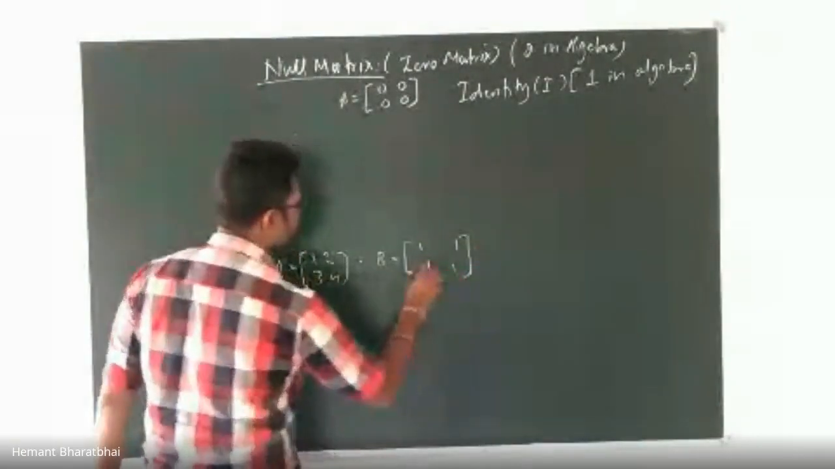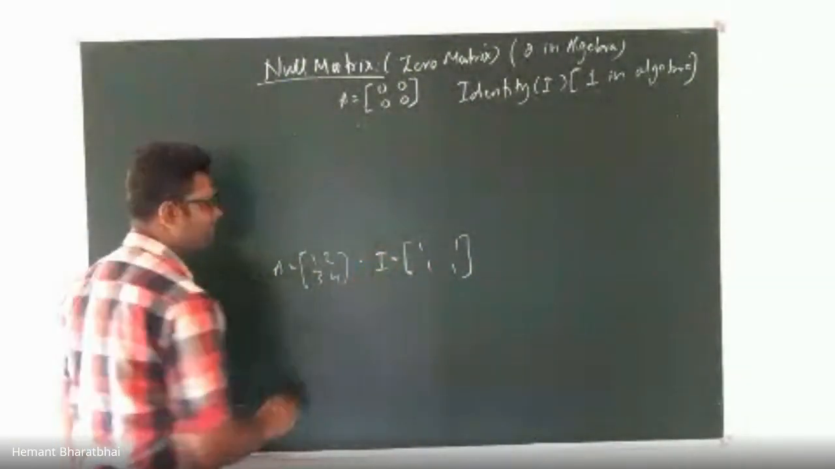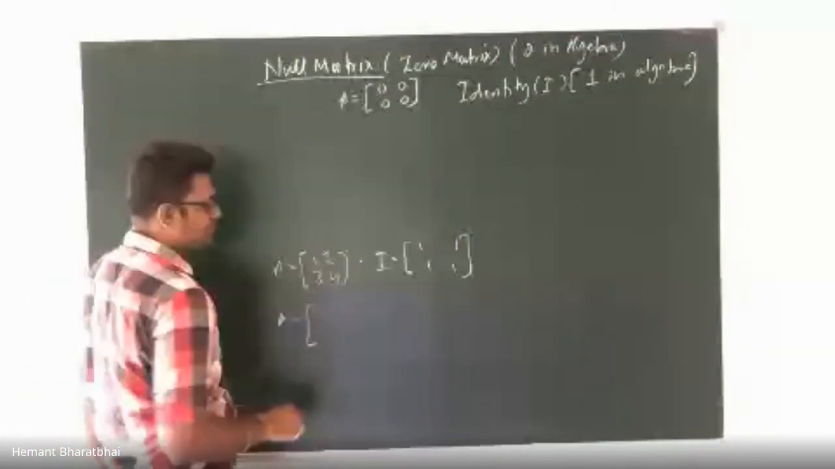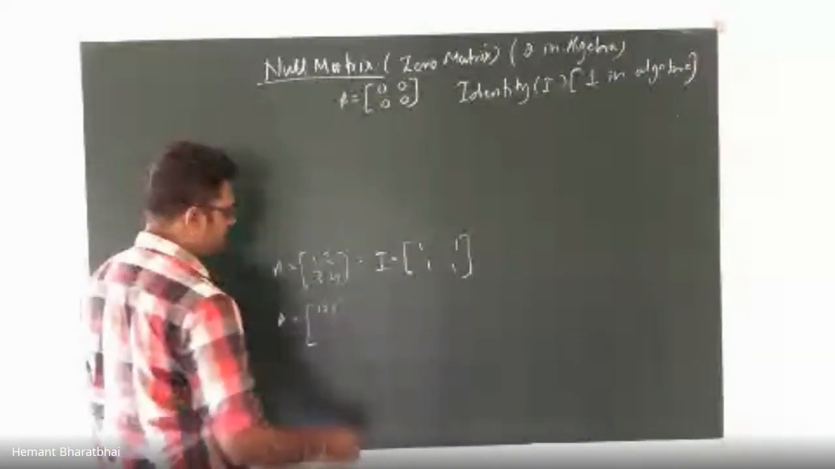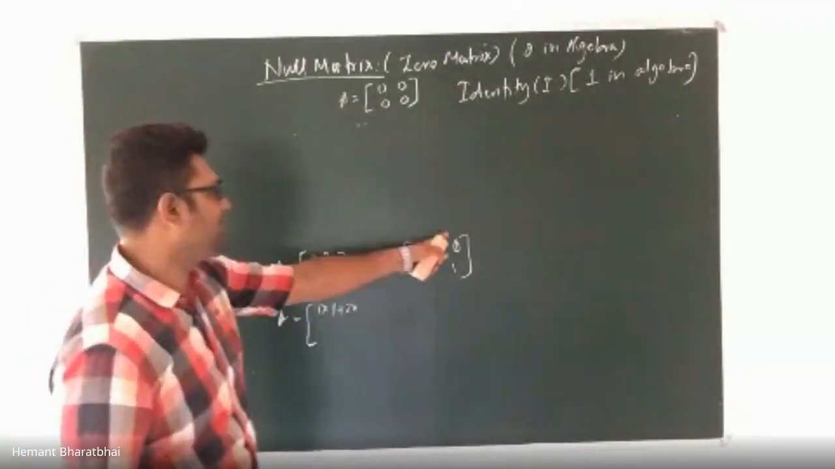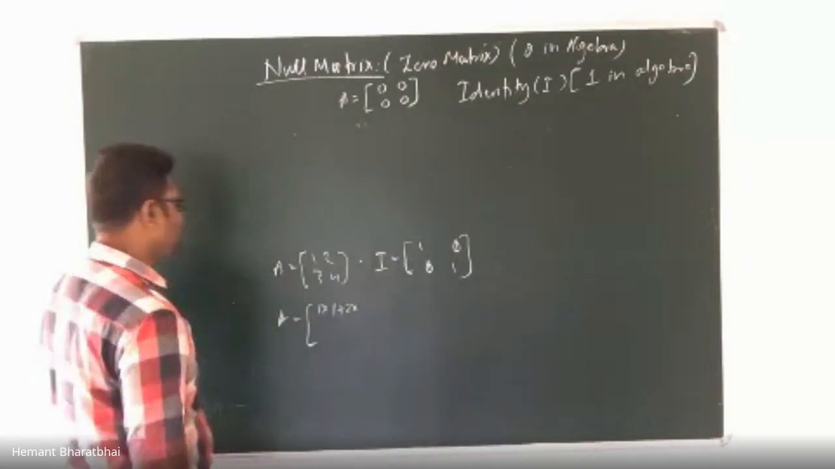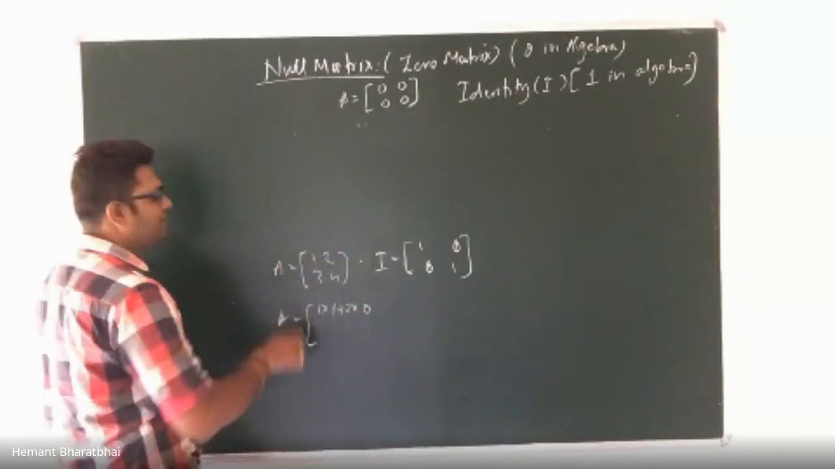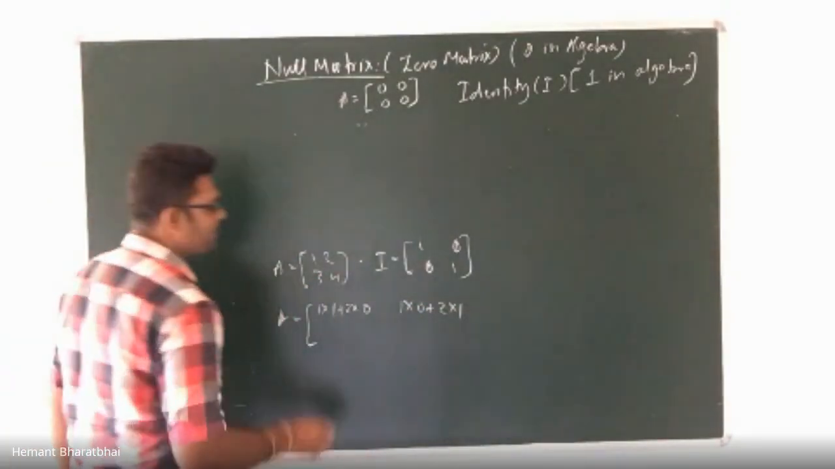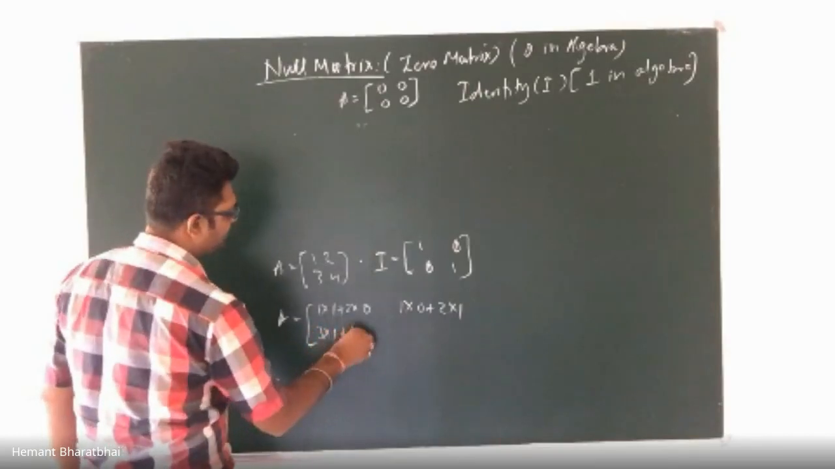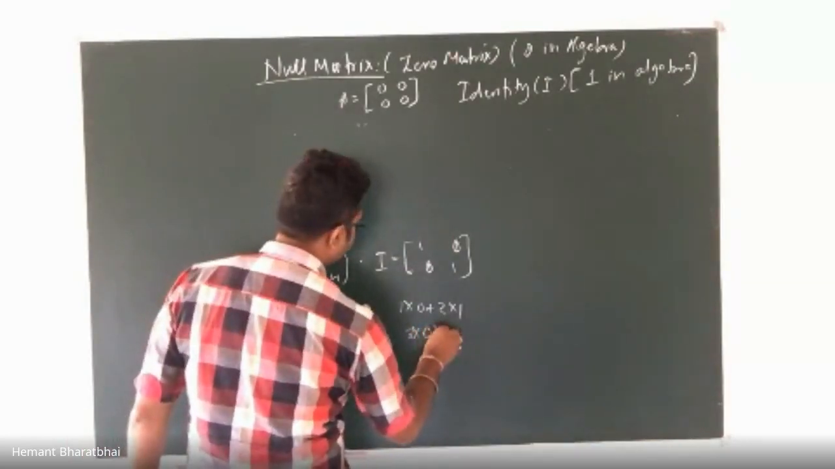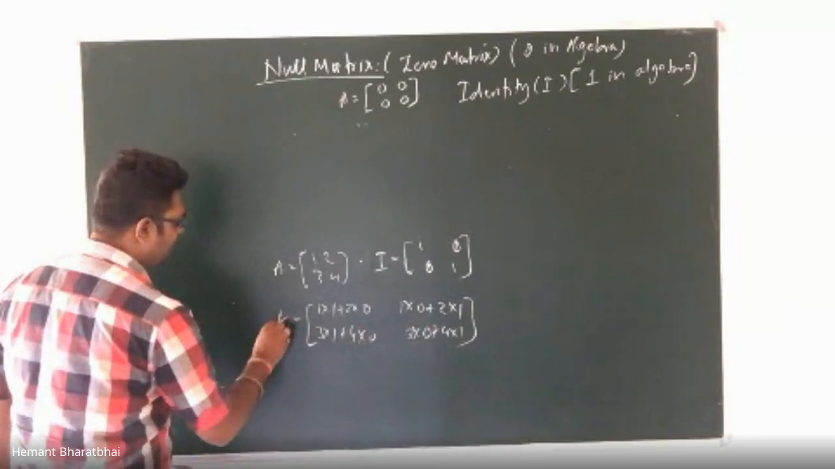Let me take this as A. So first row into first column, 1 into 1. Sorry, the identity matrix will be 1 0 0 1. So 1 into 1 plus 2 into 0. First row into the second column, 1 into 0 plus 2 into 1. Then second row into first column, 3 into 1 plus 4 into 0, then second row into second column, 3 into 0 plus 4 into 1. So I'll get A into I.